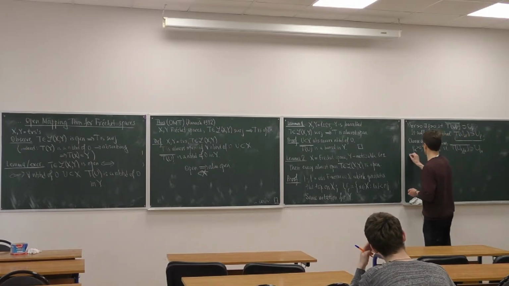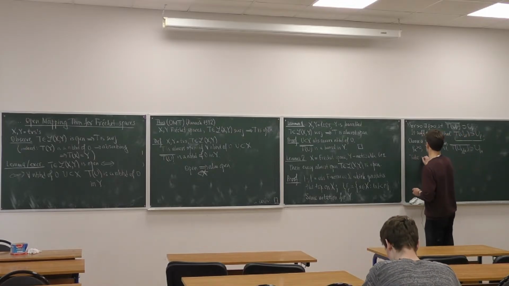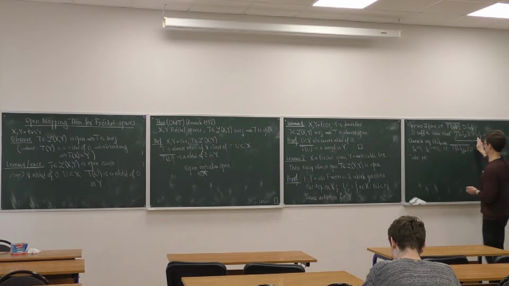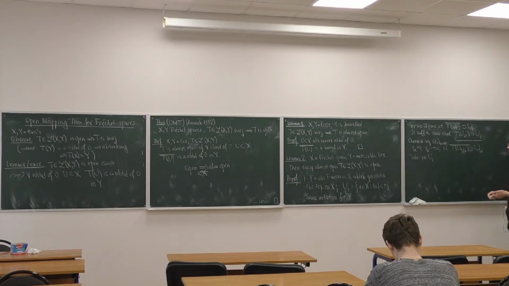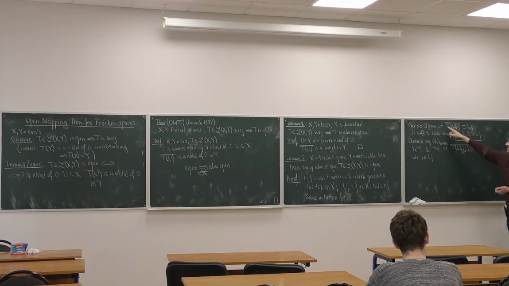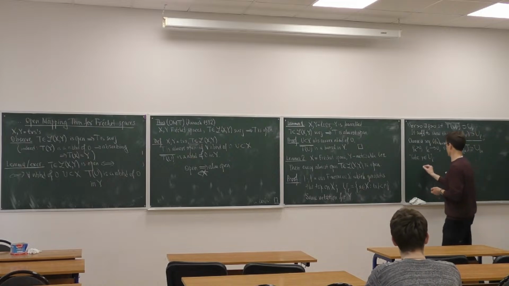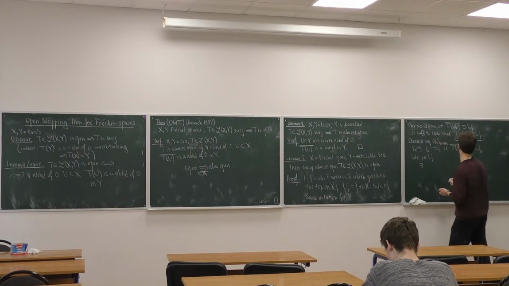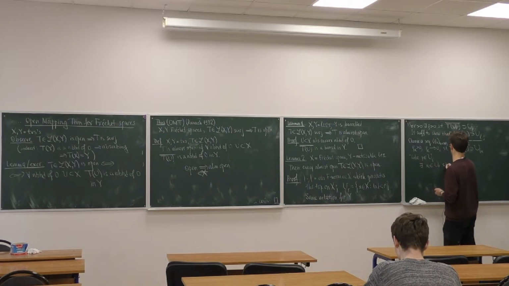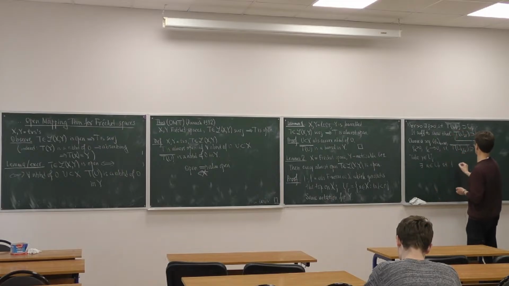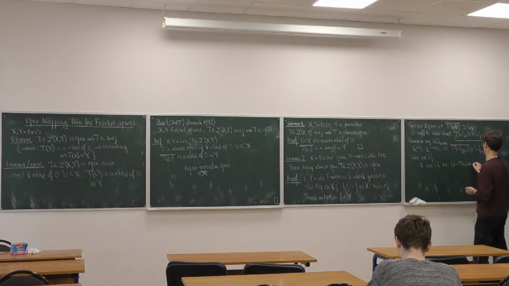Now let's take an arbitrary y in this ball, and let's approximate it by an image of a vector from here. So there exists x_1 in U_R such that the distance between y and T x_1 is less than rho_1.